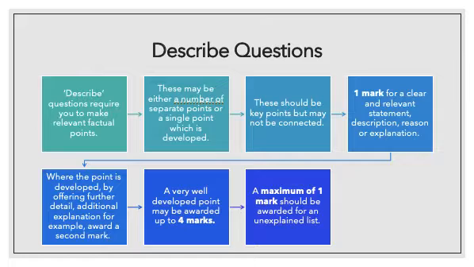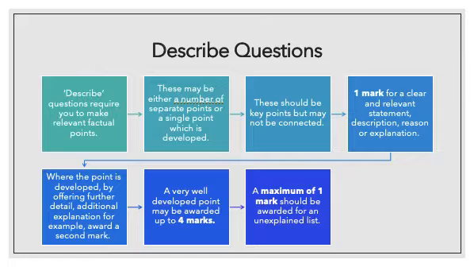An example of this would be if you were to be compassionate towards a person, then people would be compassionate towards you. That could award you 2 marks. A very well developed point may award up to 4 marks. A maximum of 1 mark should be awarded for an unexplained list.